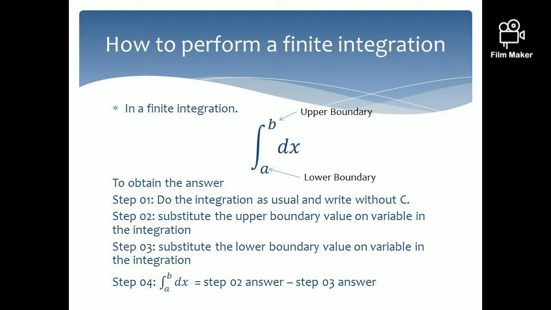In a finite integration, as I mentioned in the previous slide, you get two boundaries. The top one we call the upper boundary and the bottom one we call the lower boundary. Usually, we apply a higher value for the upper boundary and a lower value for the lower boundary, but that is not a must. In certain cases it is interchanged, but in general the higher value goes to the upper boundary and the lower value goes to the lower boundary.